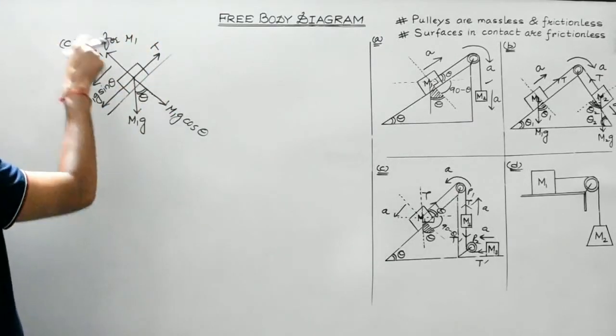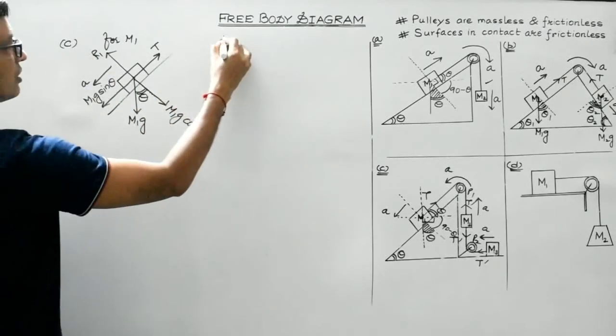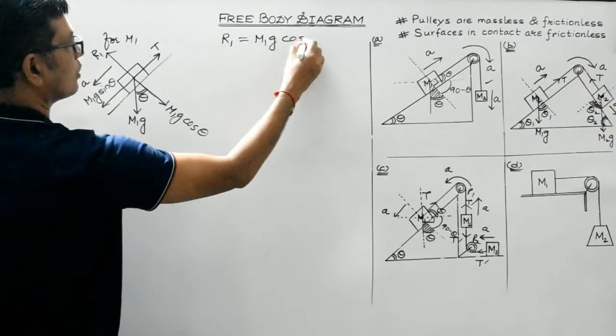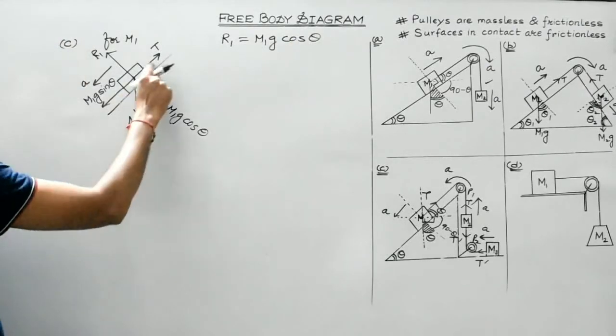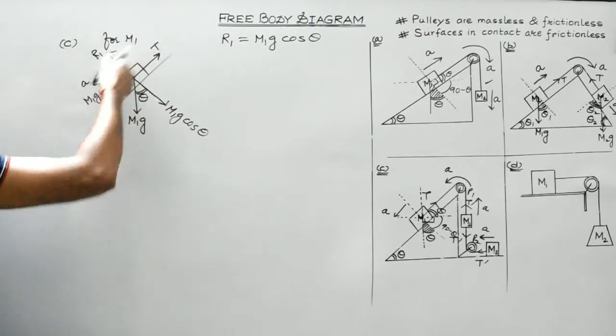This body won't have any motion along this direction. So these are the two balanced forces. So R1 is M1G cos theta. And what about these two forces? They are unbalanced forces because the body is having a net acceleration along this direction.